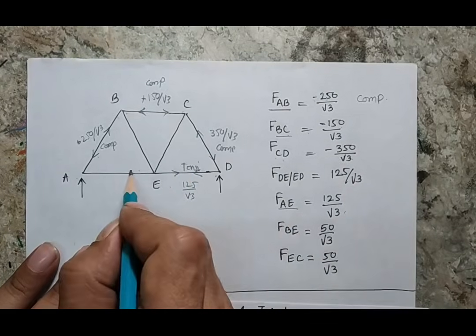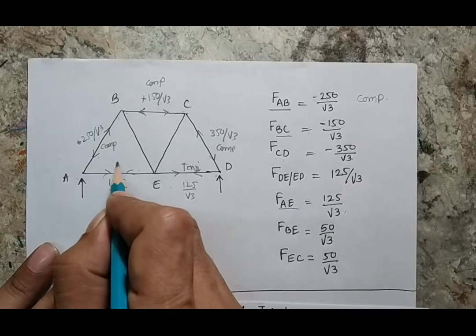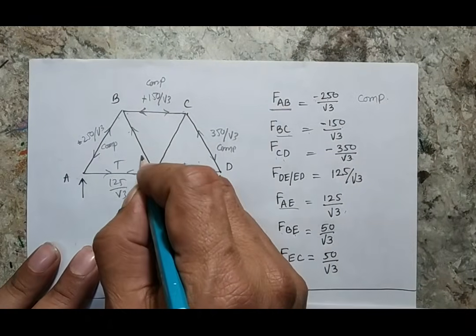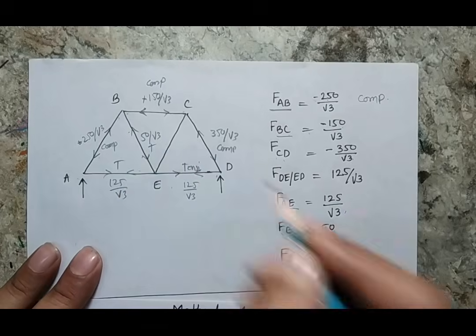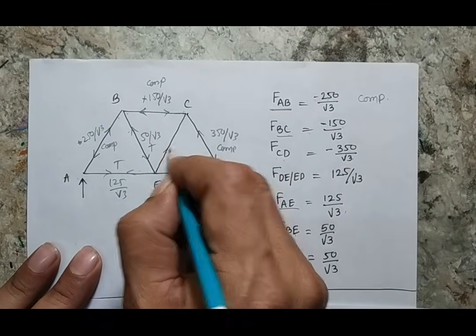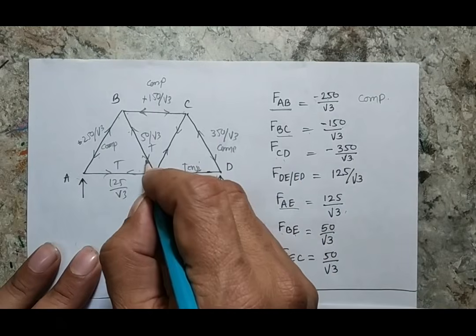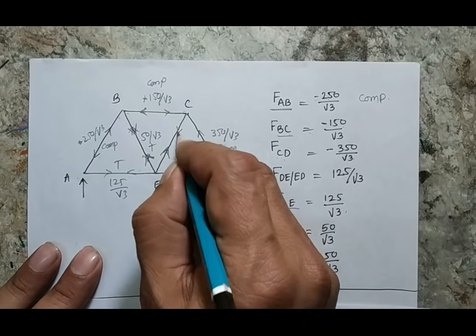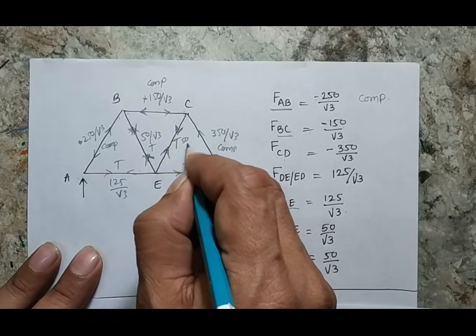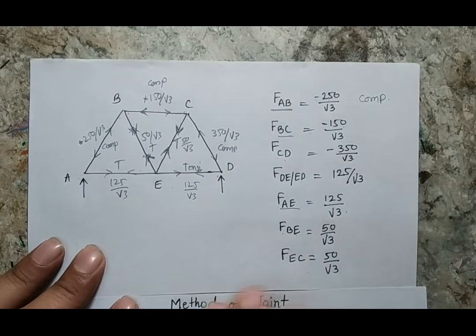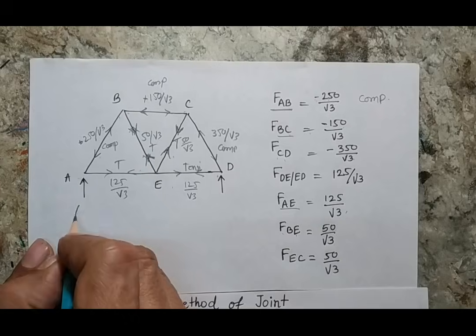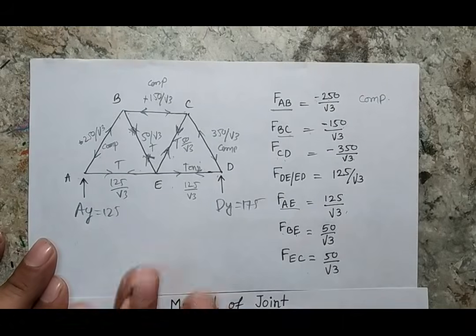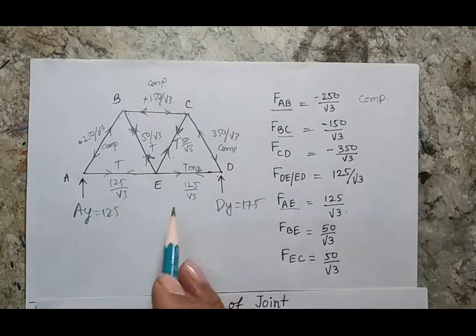AE is also 125 by root 3 of tensile nature. BE is 50 by root 3 and tensile nature. Similarly, EC is also tensile nature, going away from the node, so it will be this way. This is also tensile nature, 50 by root 3. So finally I have calculated all the forces in my truss, and I am representing that this is my AY and this is my DY, which is 175 and this is 125. So this is the complete solution of my truss where I have calculated all the forces.